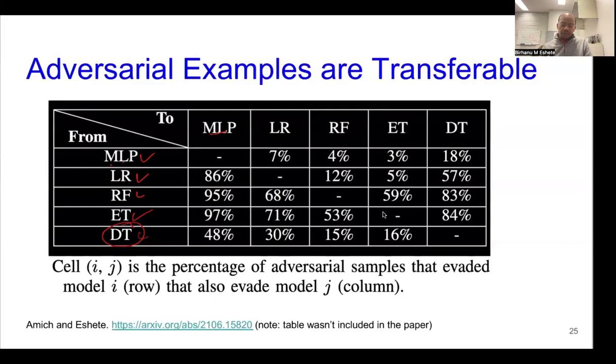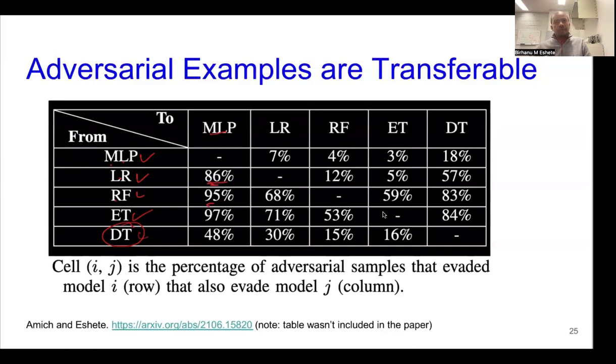For instance, if you start with logistic regression and you want to transfer the adversarial examples that you generated for logistic regression to multi-layer perceptron, you would end up with 86%. From random forest, 95% would transfer. So this is a very interesting phenomenon.